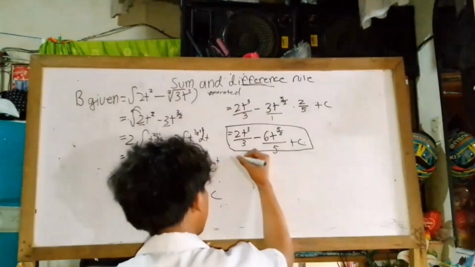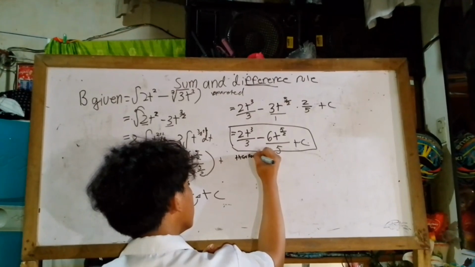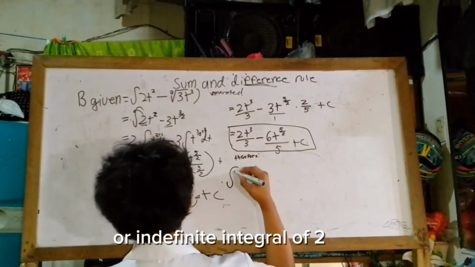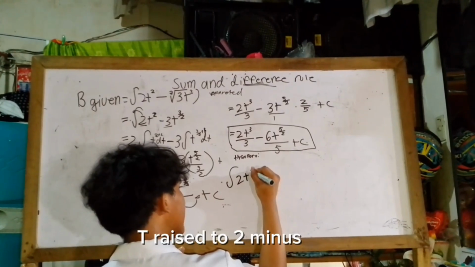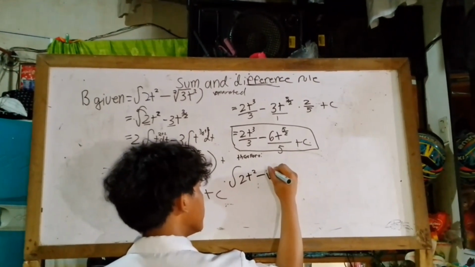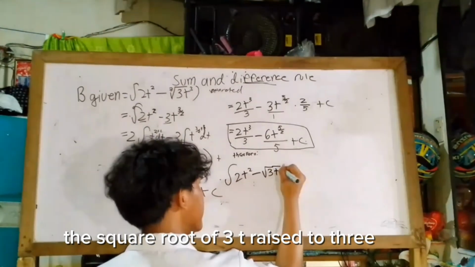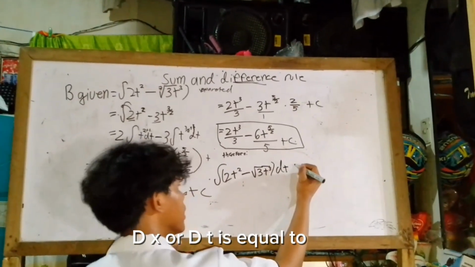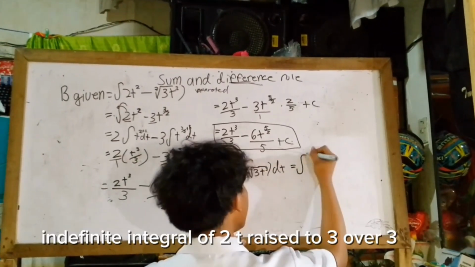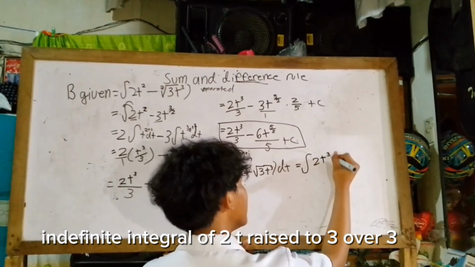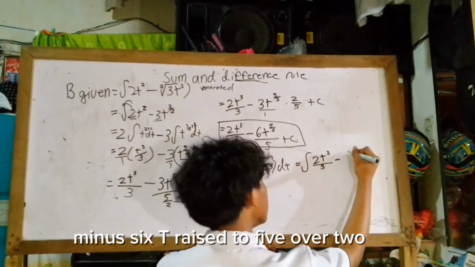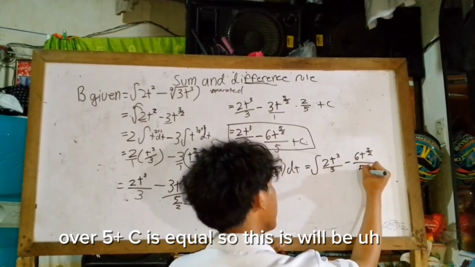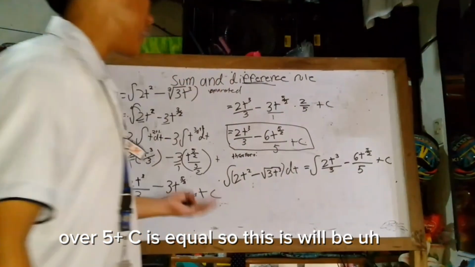So therefore, we can say that the indefinite integral of 2t raised to 2 minus square root of 3t raised to 3 dt is equal to the indefinite integral of 2t raised to 3 over 3 minus 6t raised to 5 over 2 over 5 plus c is equal.